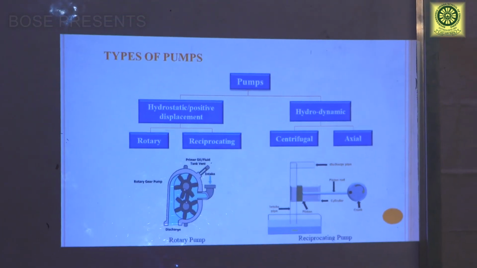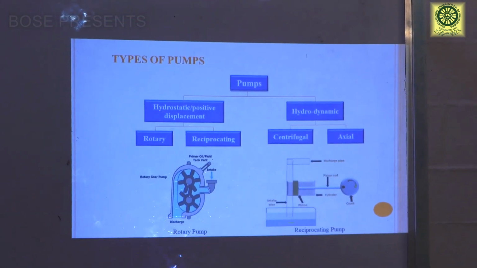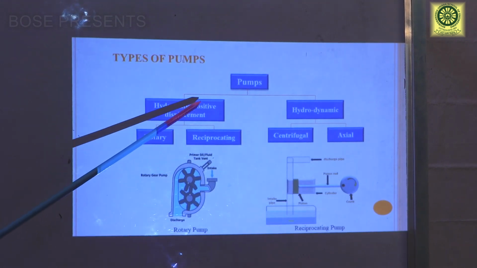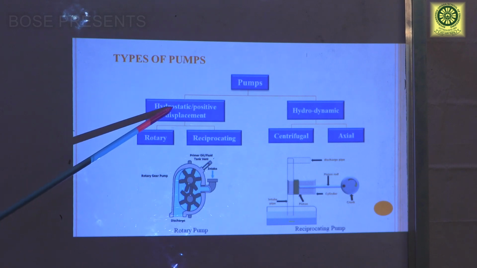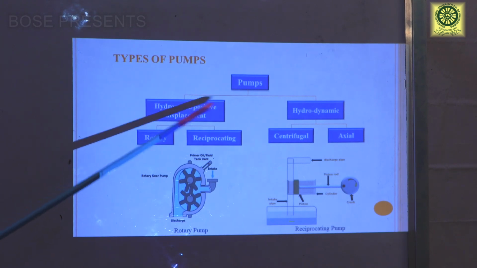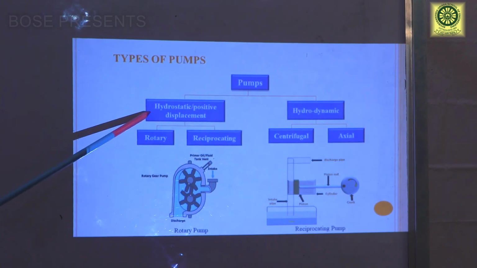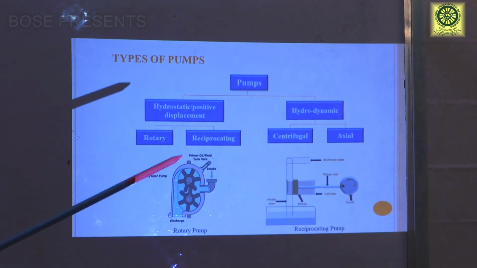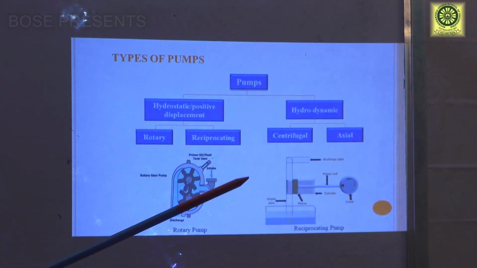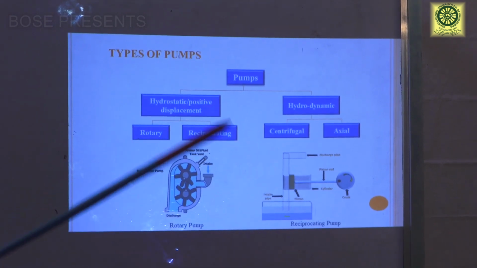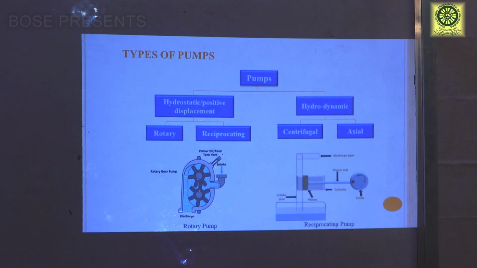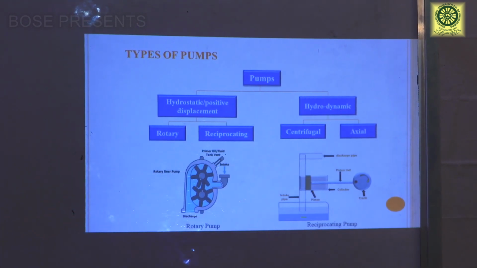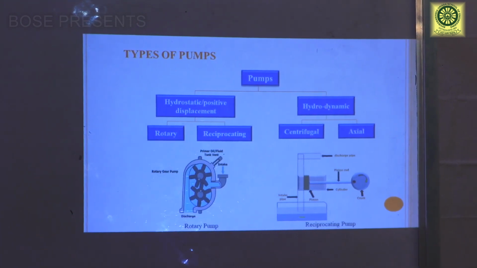So, types of pumps. Mainly, pumps are categorized into two types: hydrostatic, which is also called positive displacement, and hydrodynamic. As the name suggests, hydrostatic and dynamic. In hydrostatic pumps, what happens is it considers a particular portion of the fluid and works on that particular portion, and it lifts the fluid to a higher level. Whereas the hydrodynamic pump works continuously throughout the fluid; it doesn't work on a particular portion of the fluid.